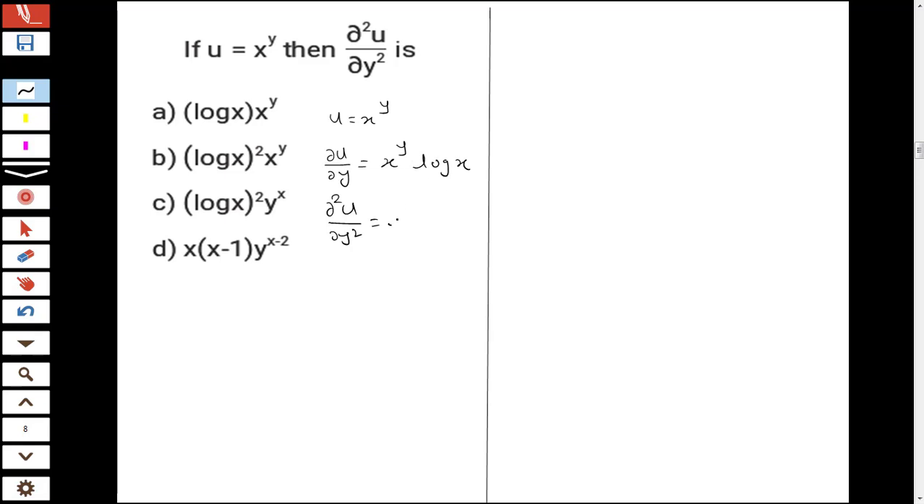So log x is constant with respect to y, and the derivative of x raised to y will be x raised to y into log of x. It is finally log of x whole square into x raised to y. So what is the answer? Log x whole square into x raised to y. Option B is the correct answer for that.